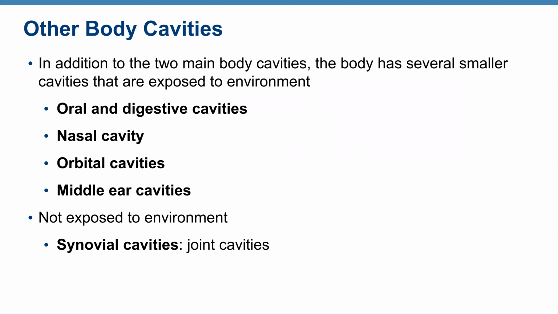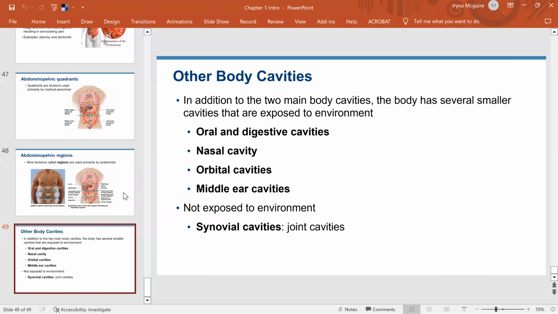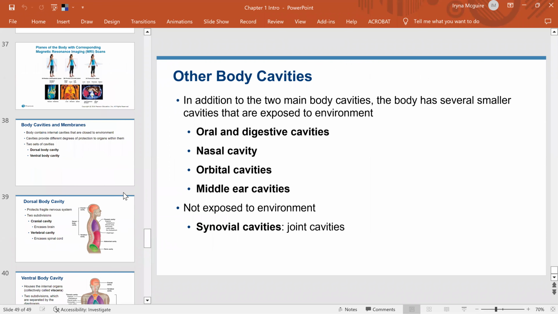We also have additional body cavities. In addition to the two main body cavities, remember, your dorsal and ventral, the body has several smaller cavities that are exposed to the environment: oral and digestive cavities, nasal cavity, orbital cavities, middle ear cavities. Also, cavities that are not exposed to the environment include synovial cavities, which are your joint cavities. Okay, so that's it for this lecture.